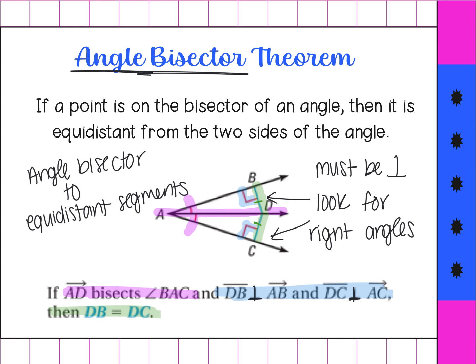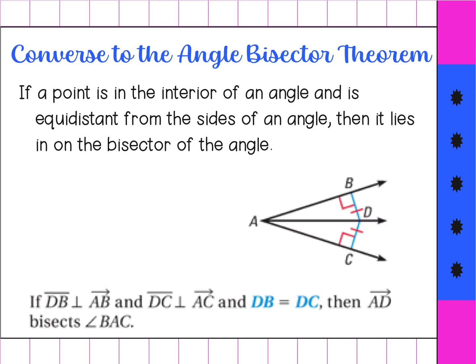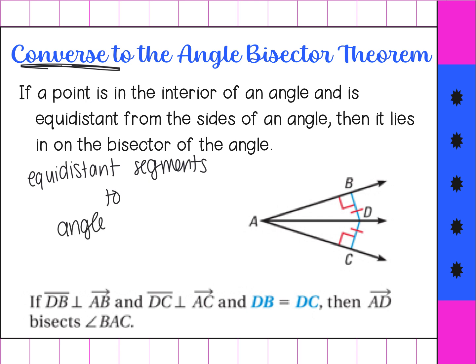And then we also have the converse, which is the opposite now. So instead of going from angle bisector to equal distance segments, I'm now going from equal distance segments to proving that it is an angle bisector. So this is my converse. I'm going to go ahead and write it. I'm going from equidistant segments to angle bisector.